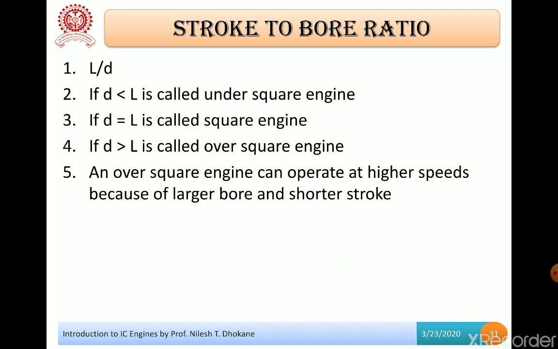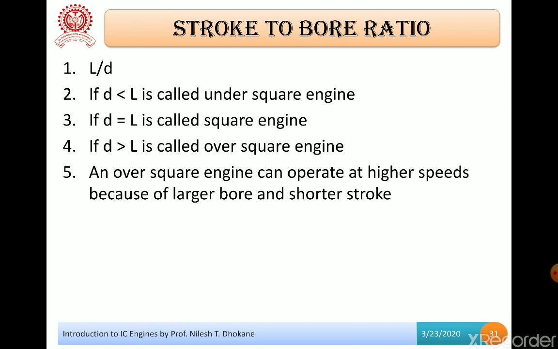Stroke to bore ratio. Stroke is denoted by letter L, bore is denoted by letter D. So L by D is the stroke to bore ratio. According to the value of this ratio, the engine is classified into these three types. If the diameter is smaller than the stroke length L, then it is called an under square engine. If the diameter and the stroke length are equal, then it is called a square engine. And if the diameter is more than the stroke length, then it is called an over square engine.